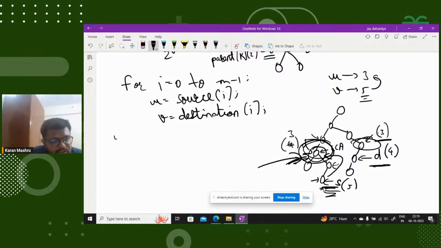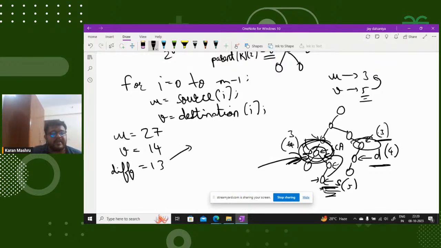Understand one thing. Suppose the level of u from the root node is 27, and the level of v is 14. The difference in their level is 13. So one way is to move the node 13 times above, but that will take 13 steps. Why did we do the pre-computation of the parent of nodes at 2 to the power x distance? We need to do this more efficiently.